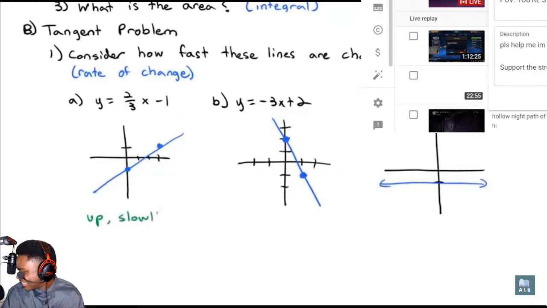Uphill slowly. It's kind of gradually working its way uphill.